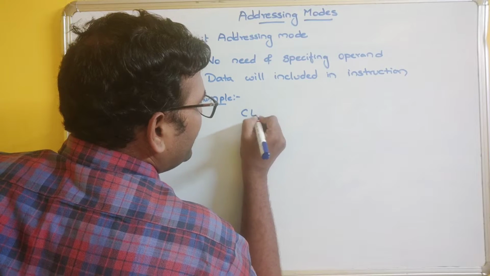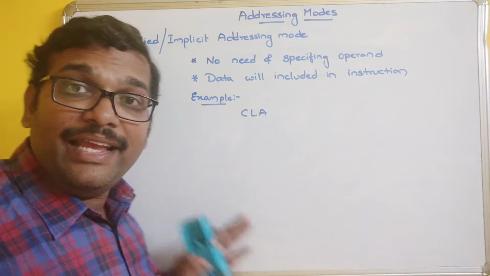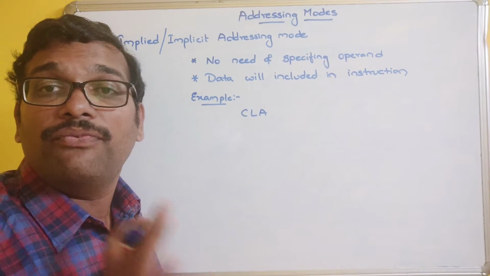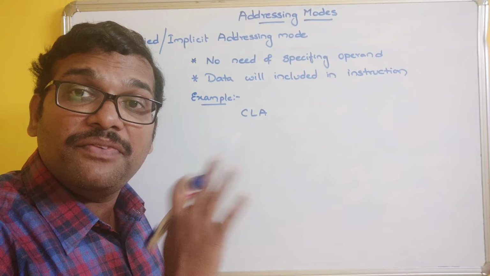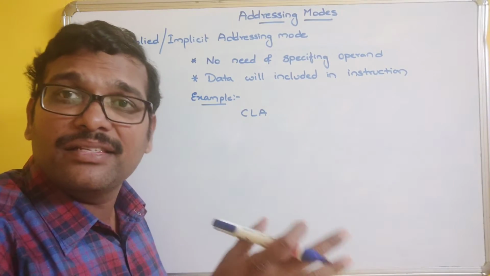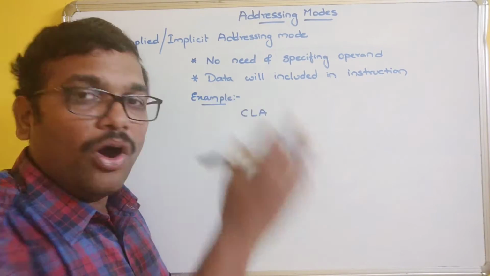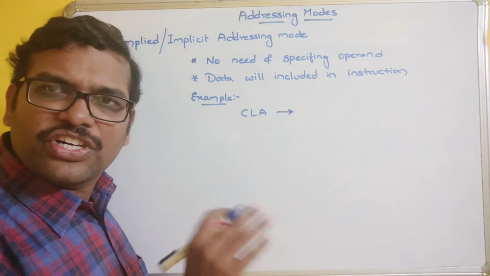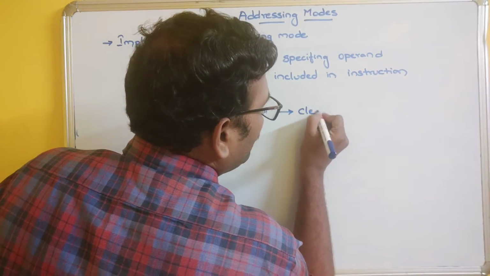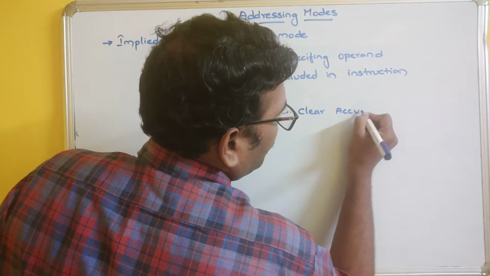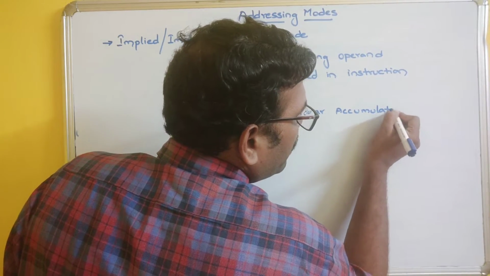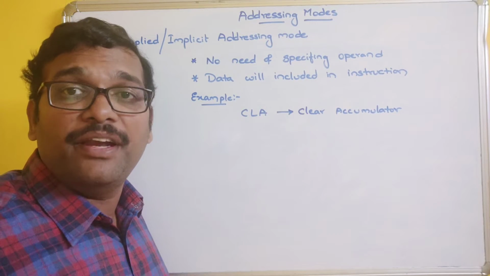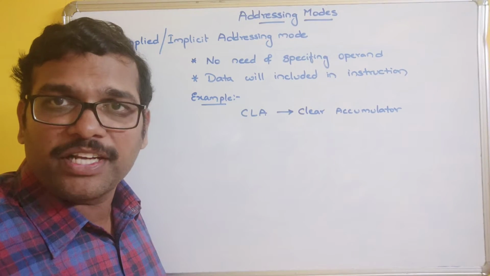Let it be CLA. CLA is a command or an instruction which performs the clearing of the accumulator. Here we are not specifying any kind of address or operands or registers, right? This is a single instruction which will clear the accumulator. We have seen the design of the accumulator also. The accumulator is a processor register which is used to store some intermediate results of arithmetic operations, right?